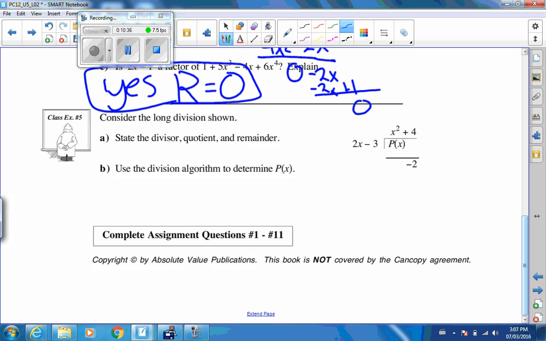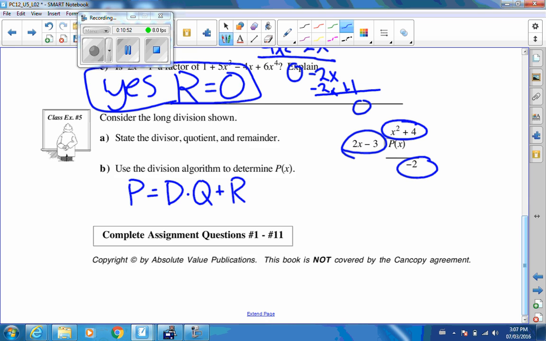This one's kind of cool. State divisor, quotient, remainder. Divisor, 2x minus 3. Quotient, x squared plus 4. Remainder, -2. Now, the division algorithm is P equals D times Q plus R. So, 2x minus 3 times x squared plus 4.